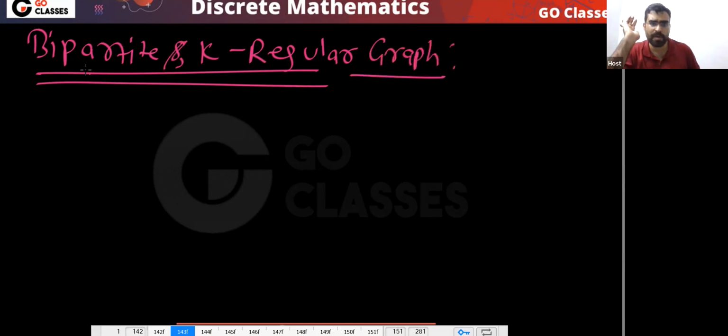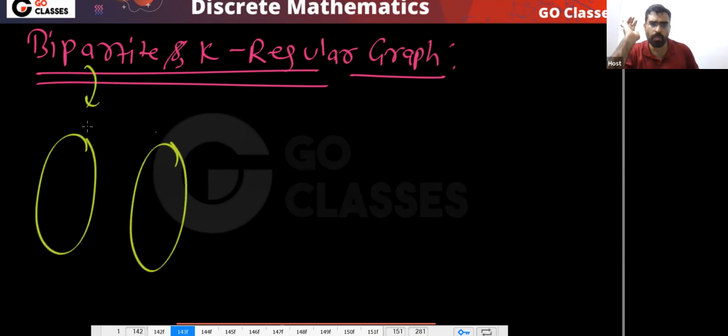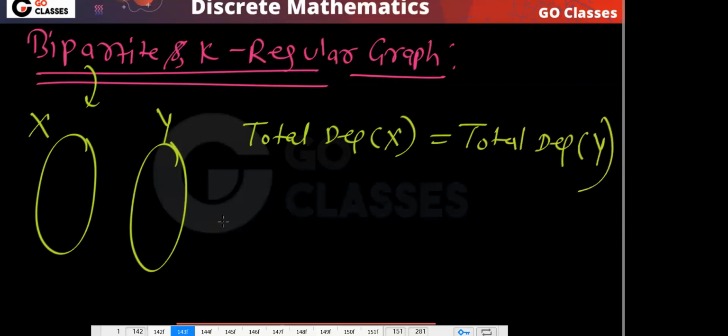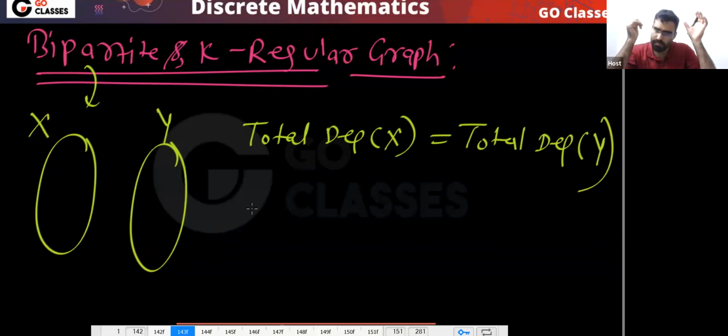Now, because it is bipartite, the two parts will have the same total degree. I can say the total degree of part X will be the same as the total degree of part Y. Why is this happening? Can you tell me why this is happening?